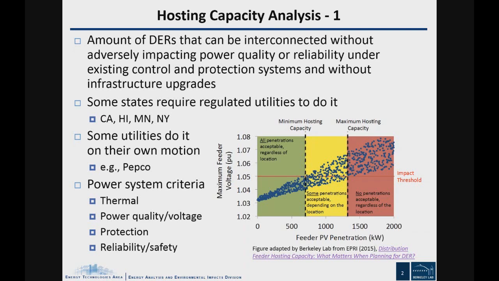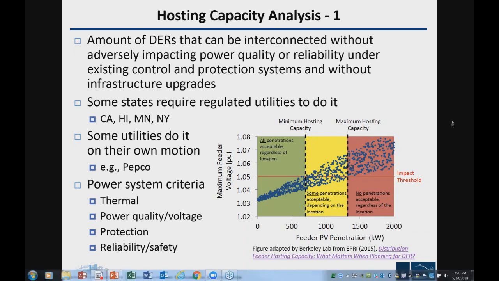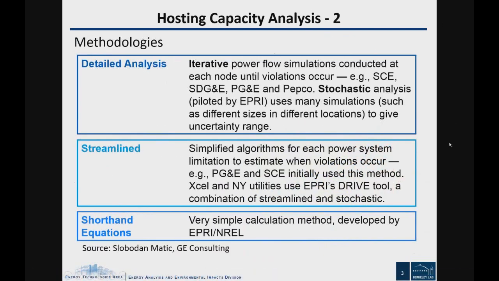There are a host of methodologies that can be used. Let's start with the detailed analyses. They come in 2 flavors. The first is iterative. These are power flow simulations that are conducted at each node of the distribution system, and they repeat the analysis until they start seeing violations occurring in these different power system criteria. The California utilities are using this approach now, and so is PEPCO on the East Coast.